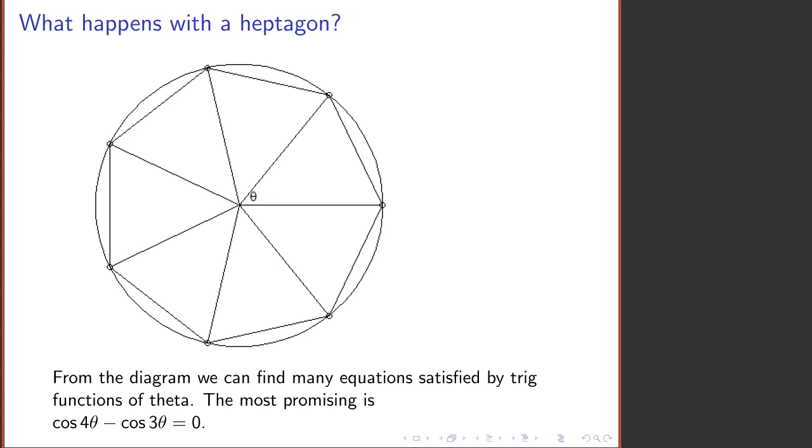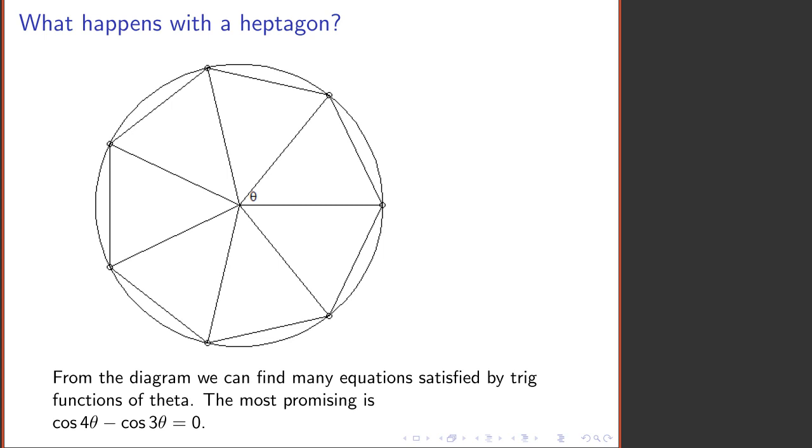Well, this looks good, doesn't it? Let's see if we can do the same thing with the heptagon. So here is a diagram showing a regular heptagon. And by now we figured out that the best approach is to use the angle to there and the angle to there. In other words, where we used 2 theta and 3 theta before, we now use 3 theta and 4 theta. And we say this angle theta satisfies the equation cosine 4 theta minus cosine 3 theta equals 0.